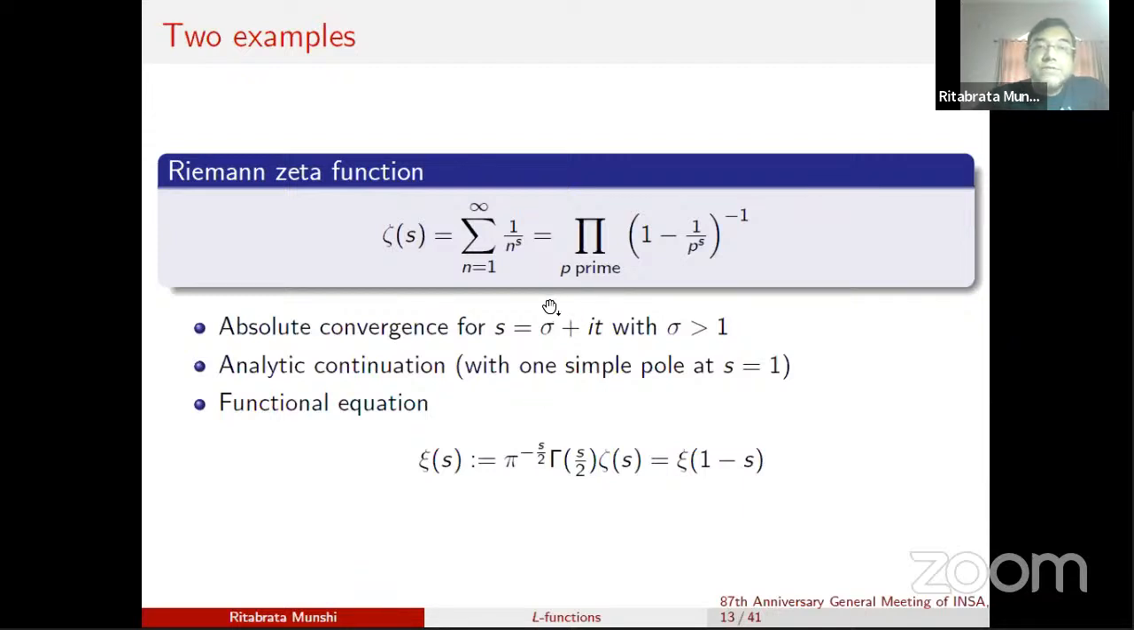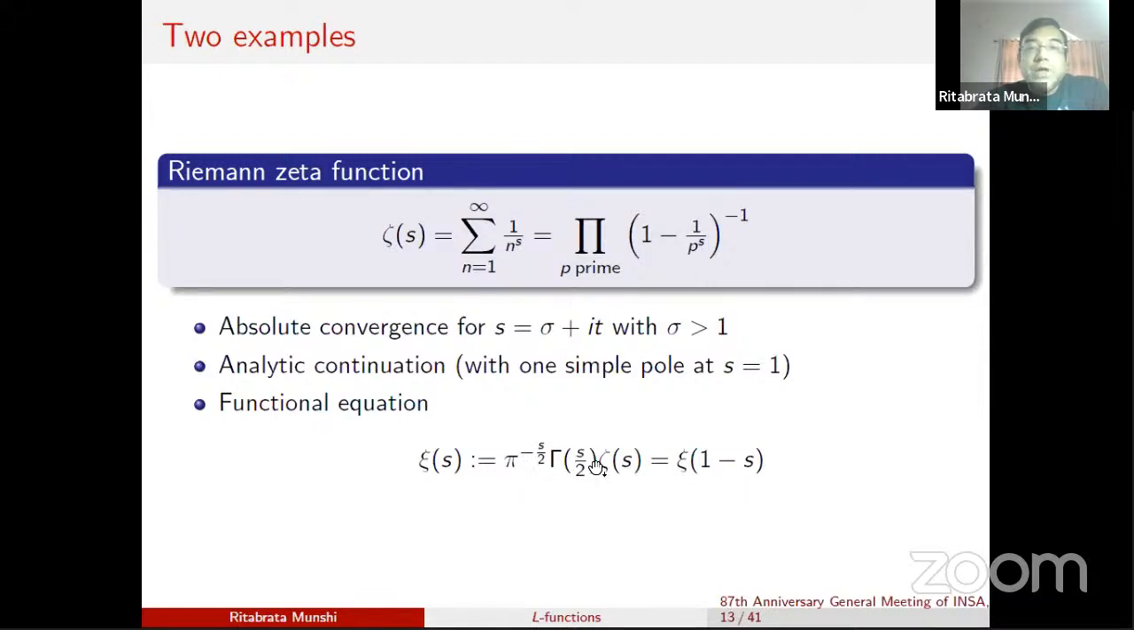This makes sense for all values of s, with a simple pole at s equals 1. And as I said, there is a relation between the value of zeta at s and 1 minus s. You have to multiply with certain factors. If you look at the Euler product over here, this is running over all the finite primes. But as you know, there is a prime at infinity, and if you compute the Euler factor of the prime at infinity, that turns out to be this gamma factor over here.